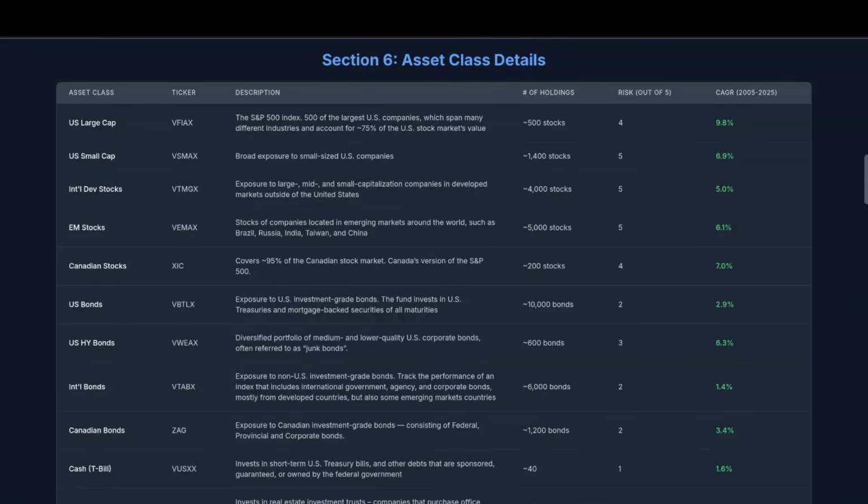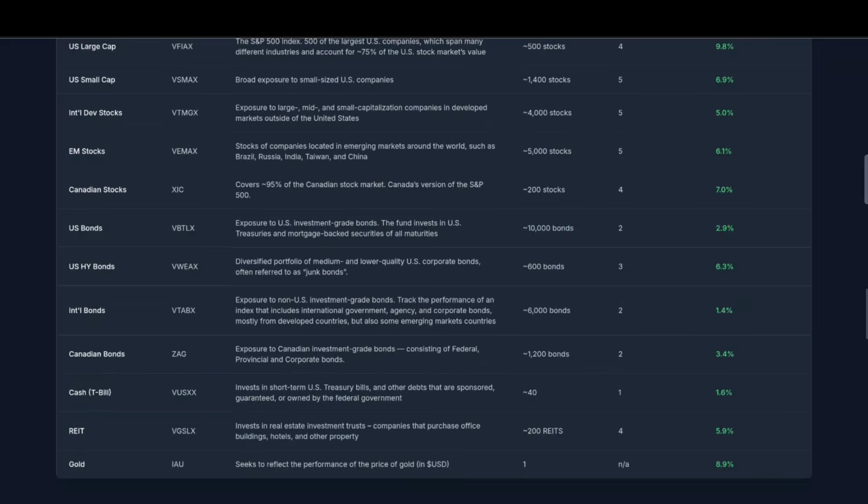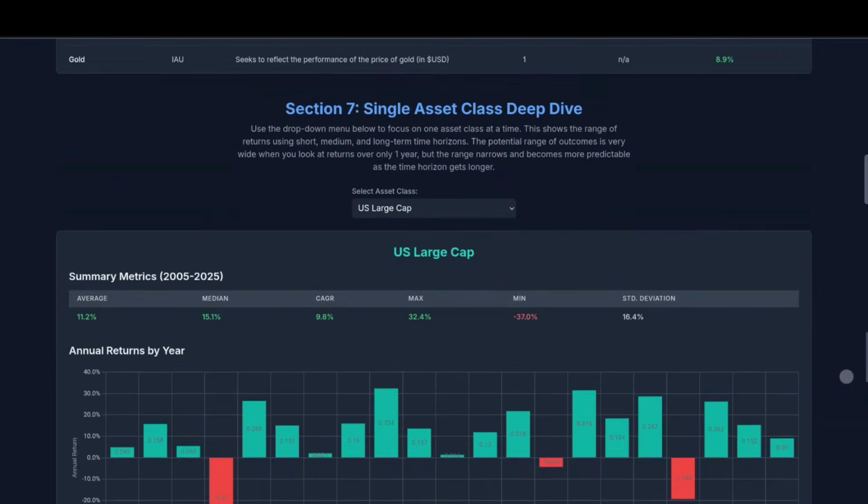High yield bonds, I'm getting 6.3% for just a little bit extra risk versus just having normal bonds at 3%. So half the yield for slightly extra risk could be a good balancing act there. But it is interesting to see that correlation.